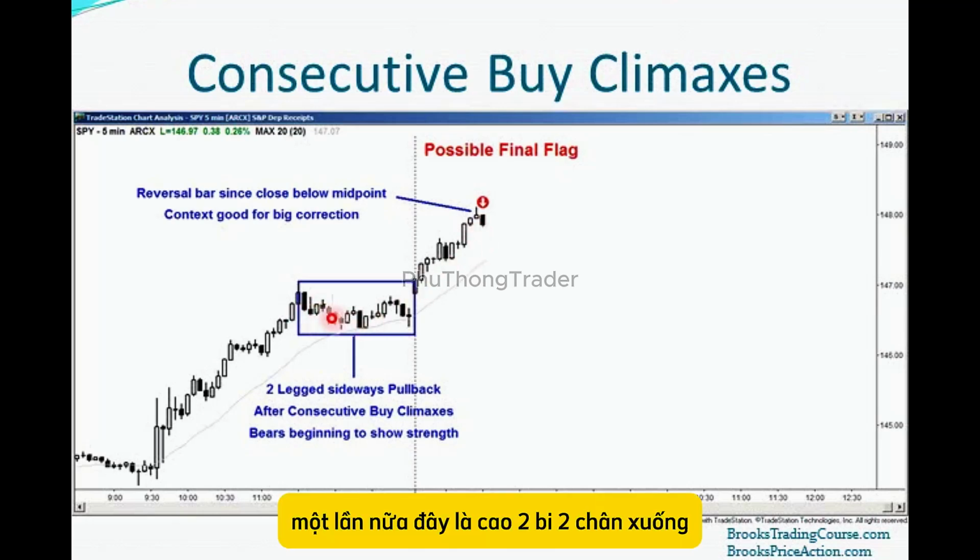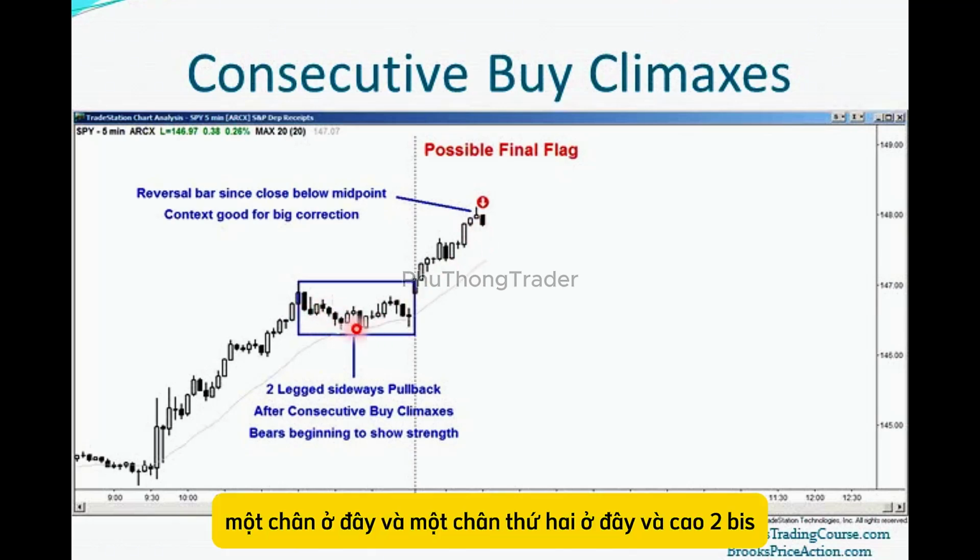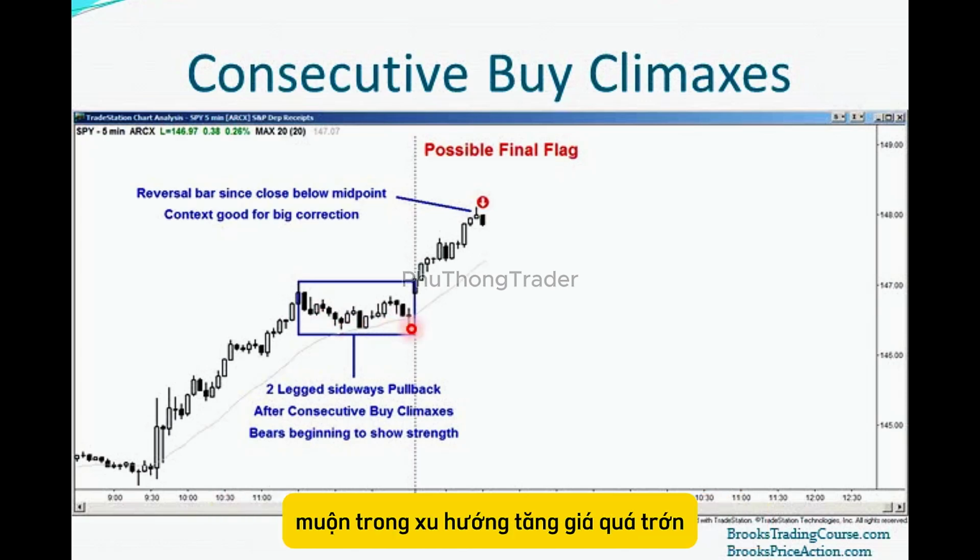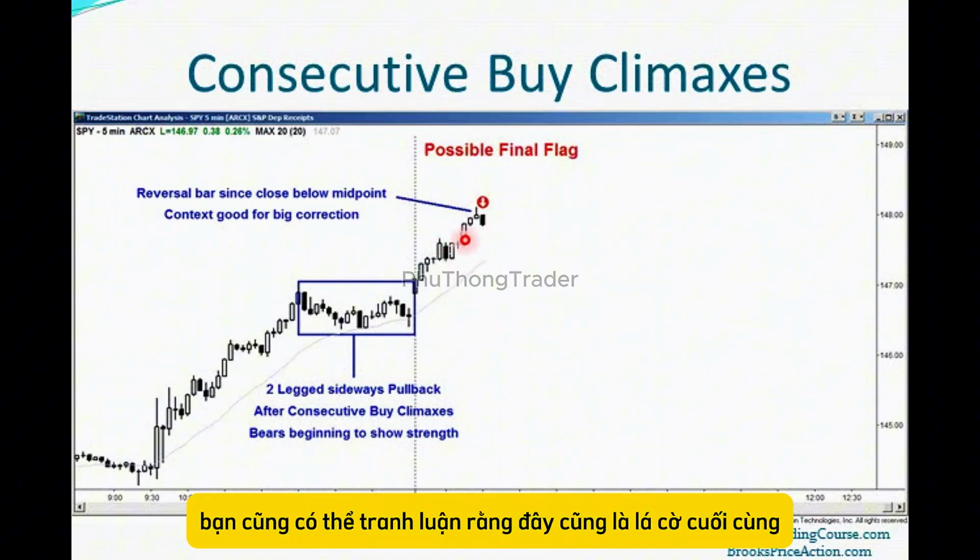Again, this is a high 2 buy, 2 legs down, 1 leg here and a second leg here. High 2 buys late in overdone bull trends, especially after a series of consecutive buy climaxes, very often become final flags, the last flag of the bull trend. You can also argue that this is the final flag as well.